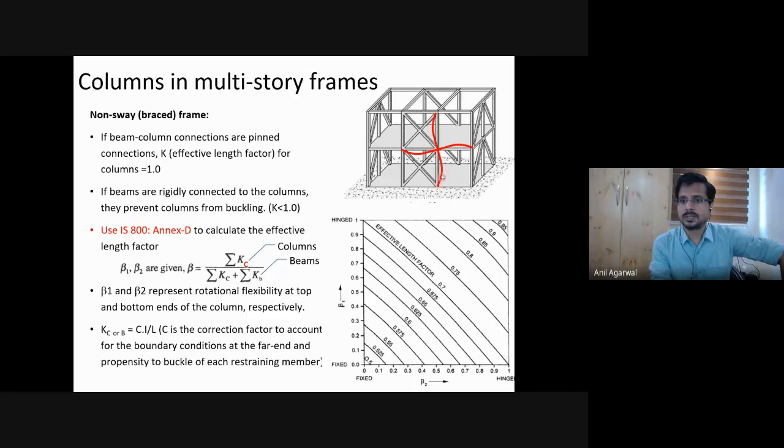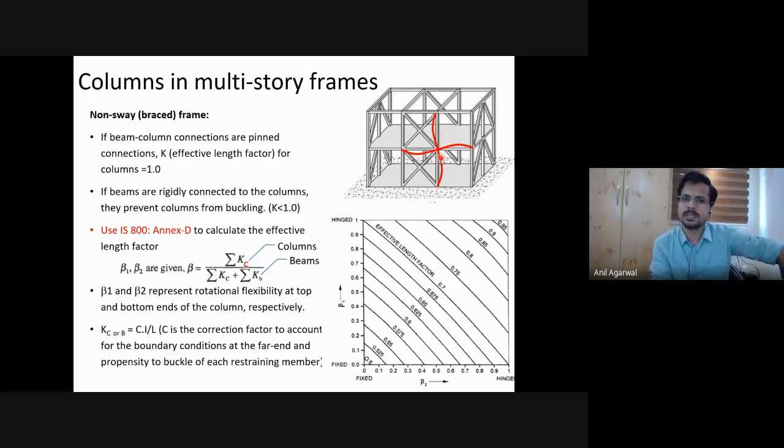So let's say we are looking at this column. At the top end of this column, you have 3 members offering rotational restraint because all 3 of them are connected rigidly. If, let's say, one beam was connected as a pin connection, then that one will not be offering any rotational restraint, and that will not be considered in this calculation here. Only one beam and one column will be considered. Likewise, at the bottom, let's say it is given as fixed, then we don't have to do any calculation.